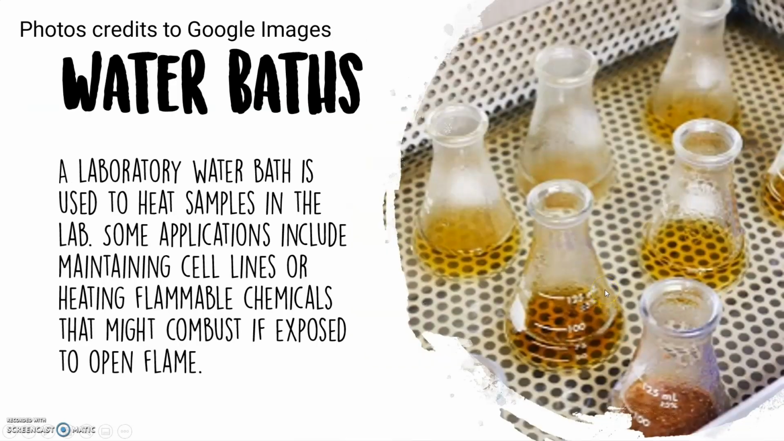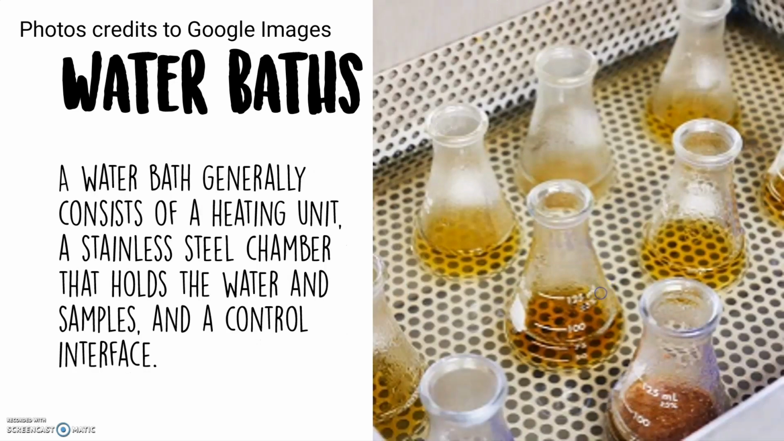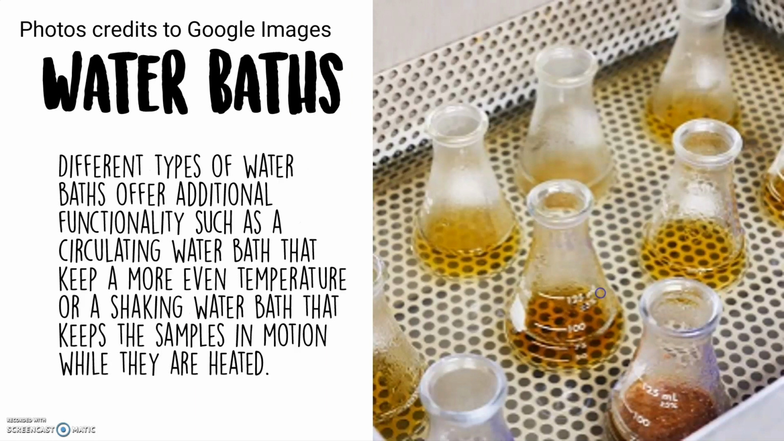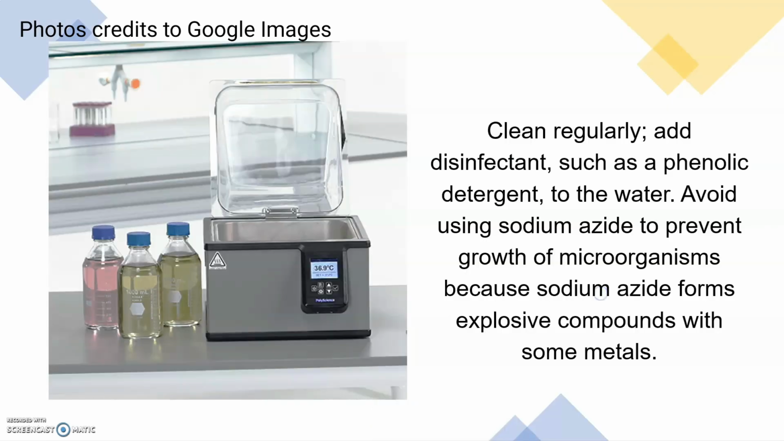a laboratory water bath is used to heat samples in the lab. Some applications include maintaining cell lines or heating flammable chemicals that might combust if exposed to open flame. A water bath generally consists of a heating unit, a stainless steel chamber that holds the water and samples, and a control interface. Different types of water baths offer additional functionality, such as a circulating water bath that keeps a more even temperature, or a shaking water bath that keeps the samples in motion while they are heated.